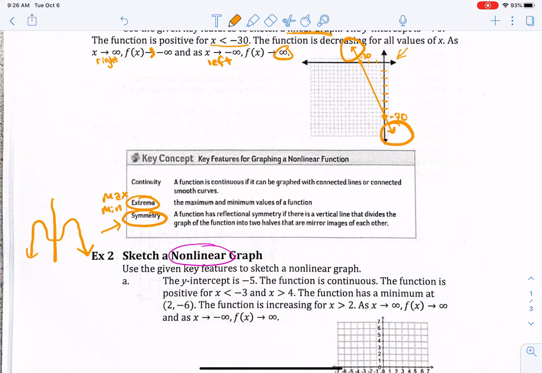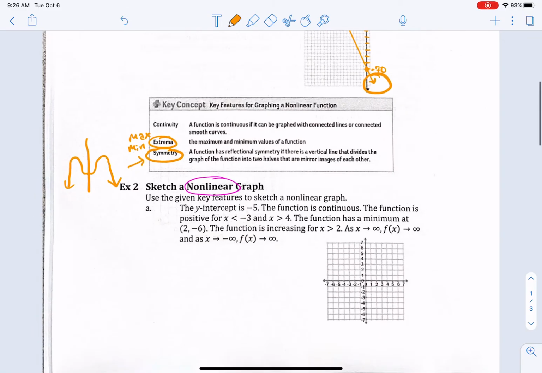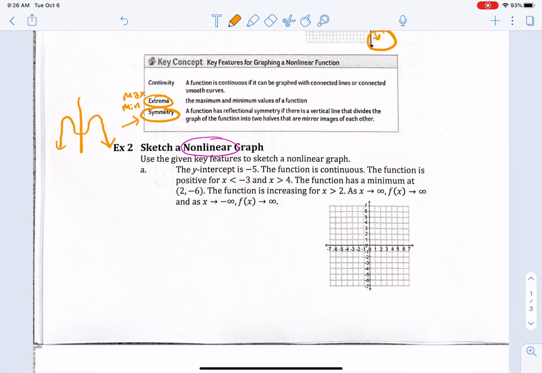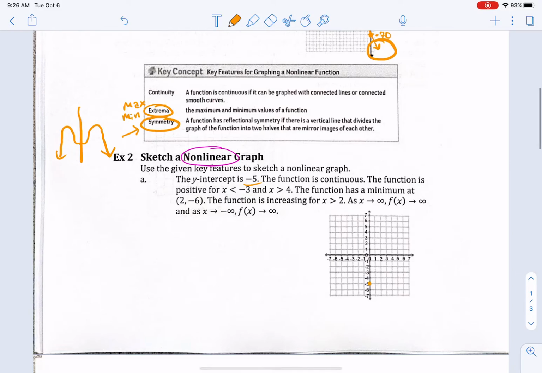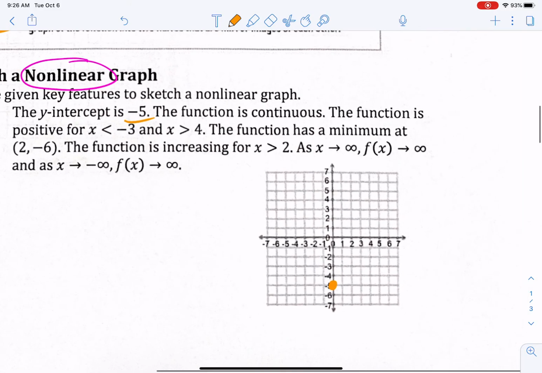Okay. All right. Use the given key features to sketch a nonlinear graph. The first one says the y-intercept is -5. So we're going to go down and put a dot on -5. Okay, and that's where it is.